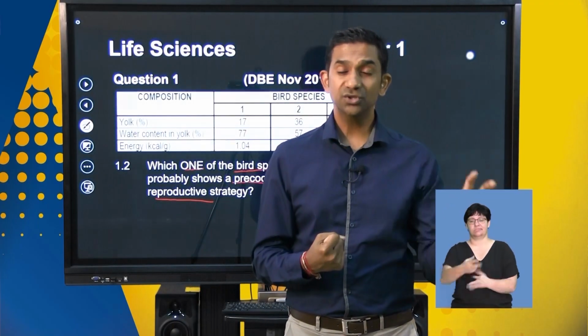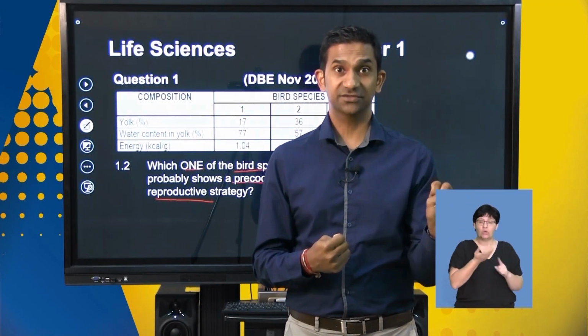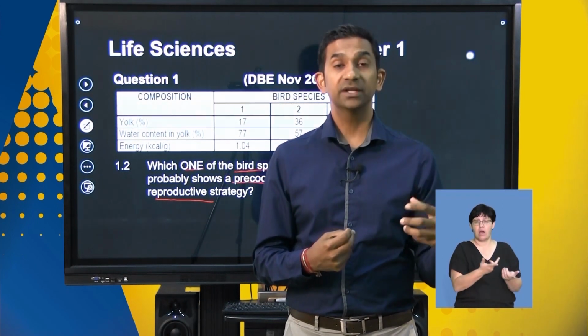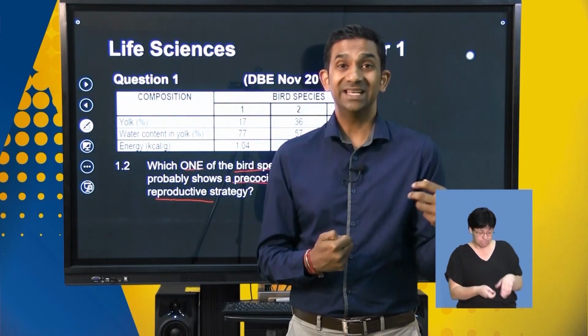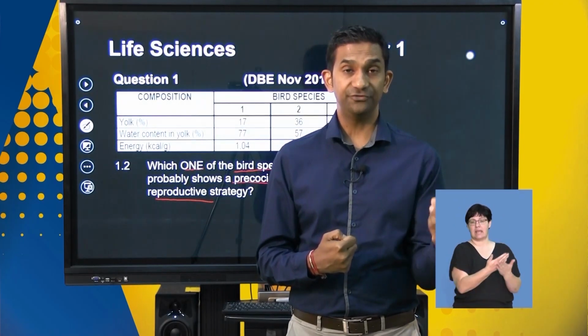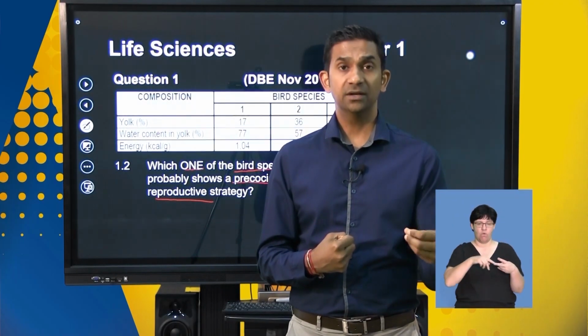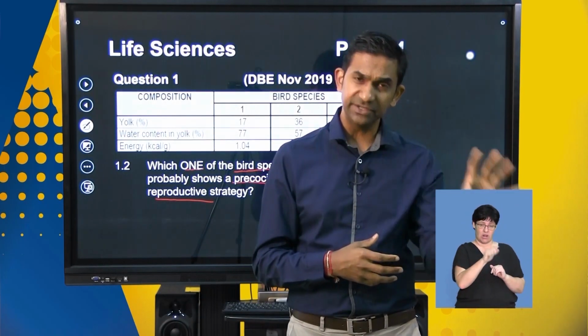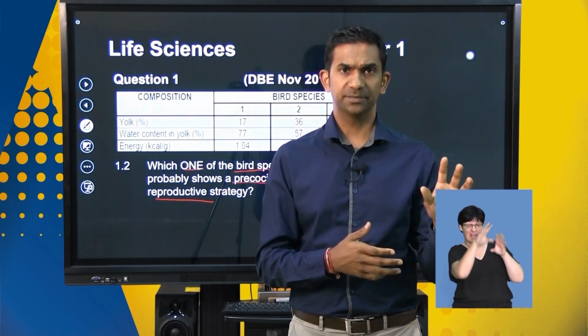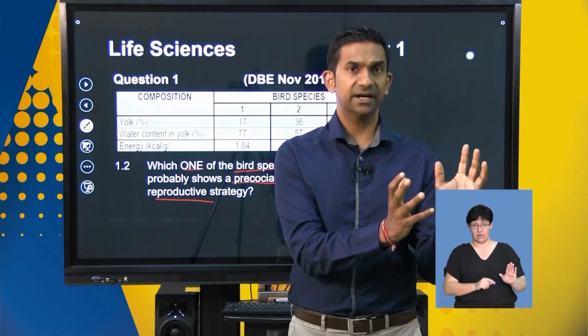So precocial organisms that show that reproductive strategy generally are born capable, soon after birth, of carrying out independence. So they will be able to feed, walk, run, open their eyes. So that's precocial, and in that we have different degrees of precocial development. However, that's essentially the idea.